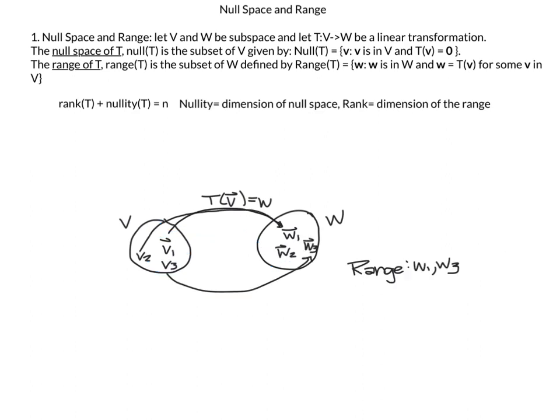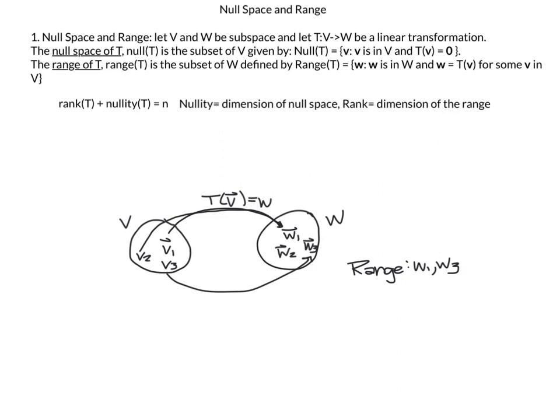And here I have a drawing illustrating range. Range are all the w's in my vector space W such that w is equal to T of v for some v in V. So here I have w1, w2, w3. So w1 is equal to T of v1 and T of v2. So w1 is in the range. w2 doesn't have anything mapping to it. So w2 is not in the range if this is my entire mapping of T. w3 has v3 mapped to it, so w3 is in the range.